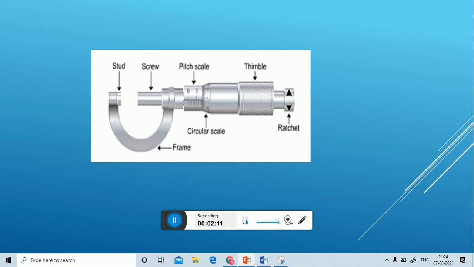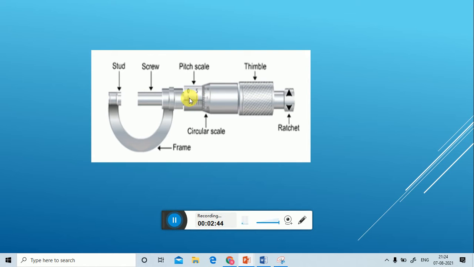So what are the important parts of this screw gauge? This is the instrument, the screw gauge. Here this stud is the fixed portion of the screw gauge, and this is the screw which is used to rotate. Any object whose thickness is to be measured, we can place between the stud and the screw. Coming back to the measurement part, we can see the internal readings.